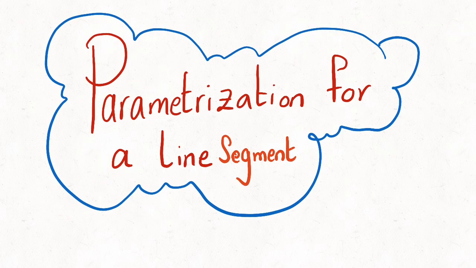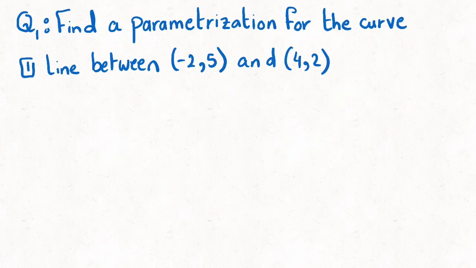Parametrization for a line segment. And to be honest, line segment and line, they are the same for me. Thus, let's start with the following example. Find the parameterization of the curve for a line between the 2 points.